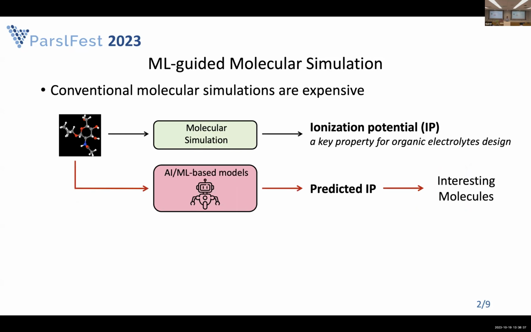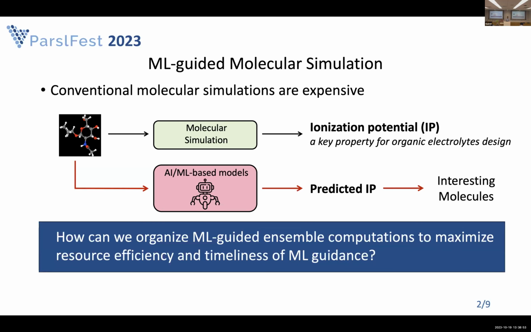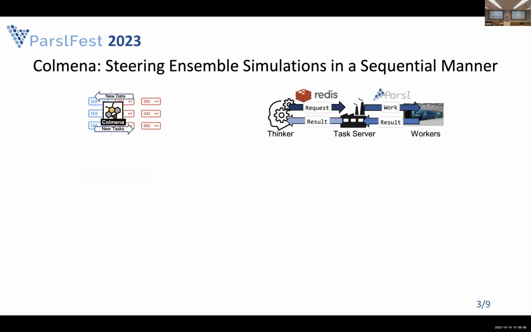Emergent AI or machine learning algorithms have emerged as a particularly promising route, which is to train a surrogate model and then employ the model to predict the target properties of the molecules. However, how can we organize the machine learning guided ensemble computations to maximize resource efficiency and provide timely machine learning guidance? Providing timely machine learning guidance becomes a key question.